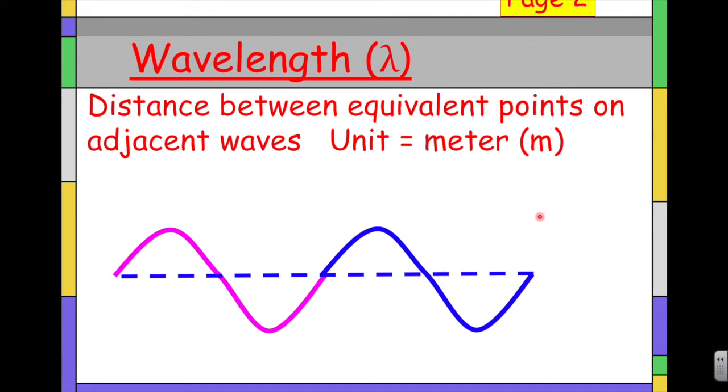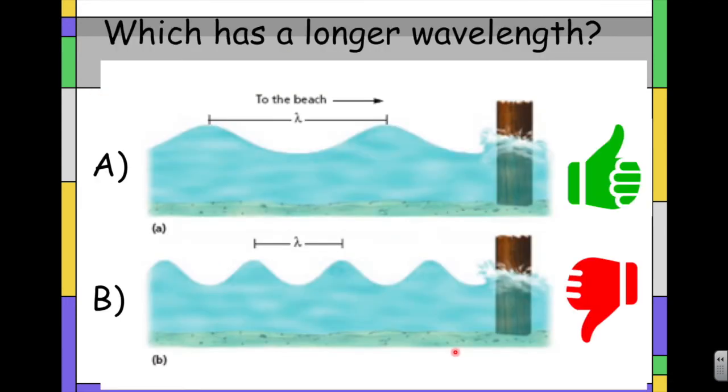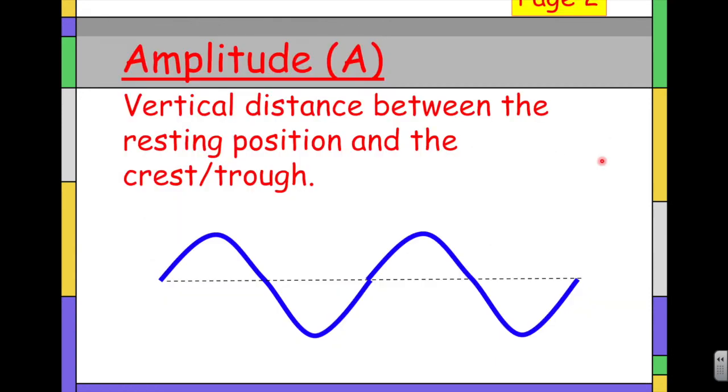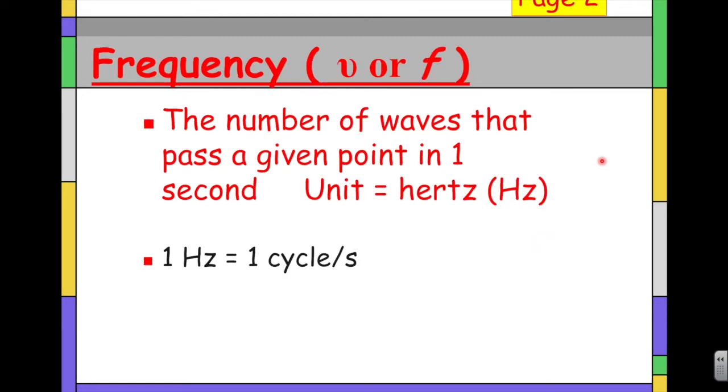So, wavelength. Its unit is the meter, and it is the distance between equivalent points of adjacent waves, or the distance from crest to crest or trough to trough. So which one of these has a longer wavelength? Well, it's the one on top, right? It's A. That one has the longer wavelength. The amplitude is the vertical distance between the resting position and the crest. So that's it right there.